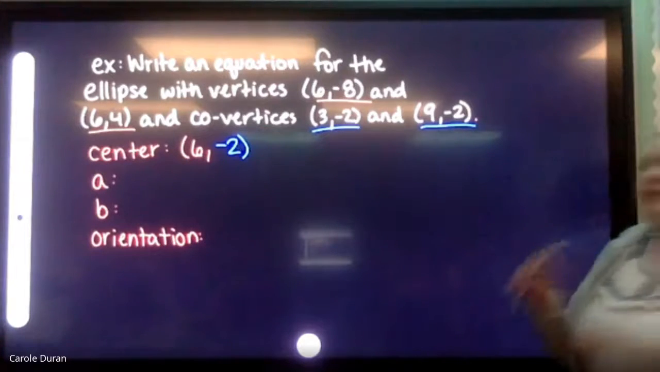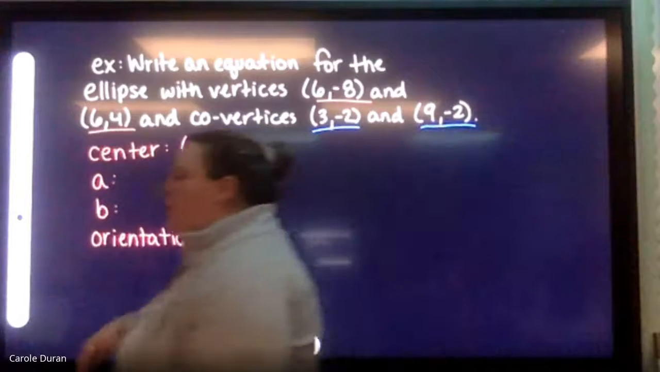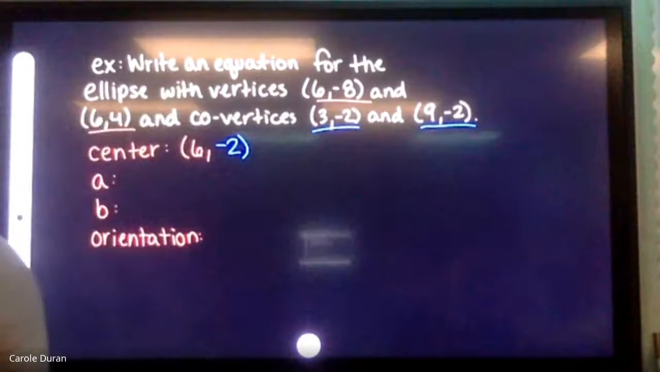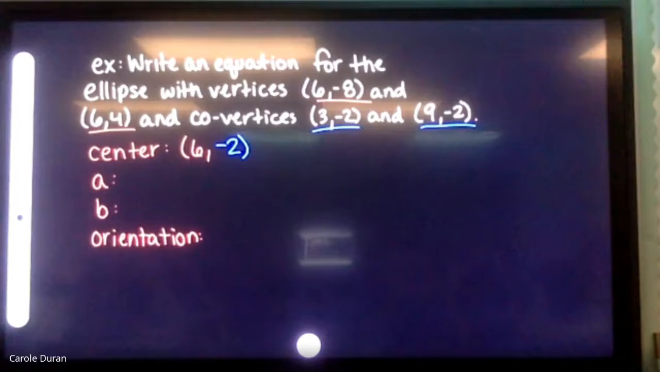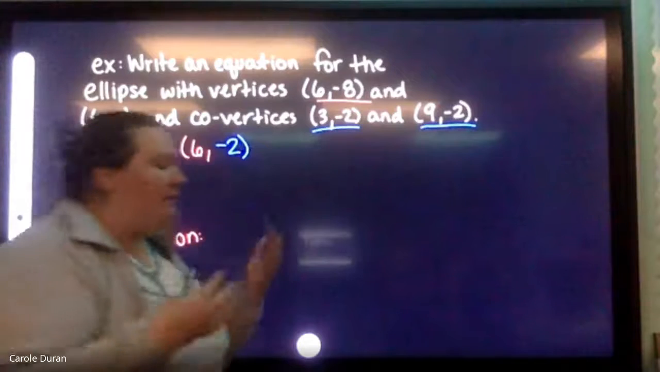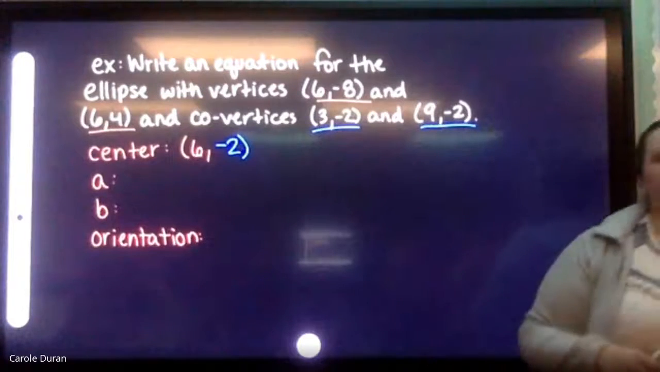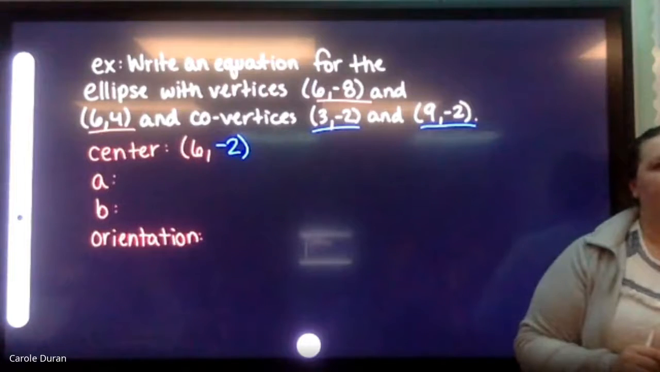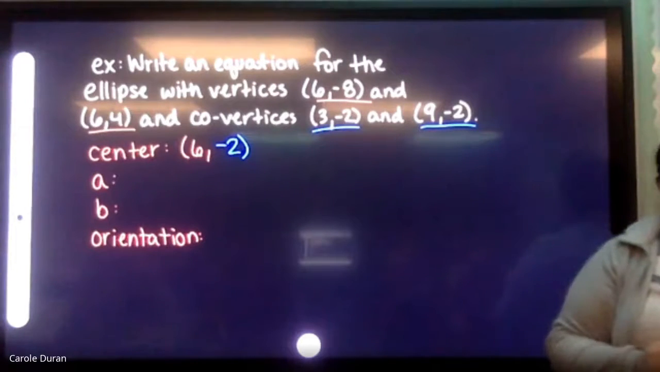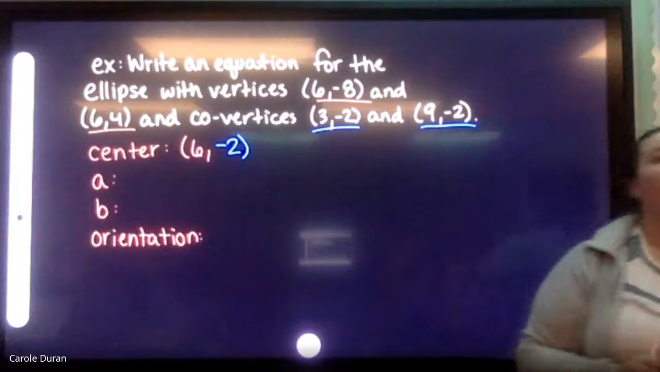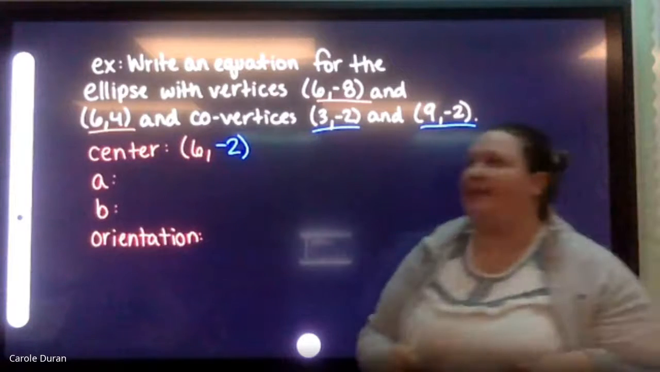By looking at those vertices and co-vertices, I can also go ahead and determine the orientation of my ellipse. I will go ahead and graph it just so you can see graphically what it looks like. However, you can also do it without graphing. If I'm looking for orientation, do I care more about my vertices or my co-vertices? Vertices, because those lie along my major axis, which determines the orientation of my ellipse.